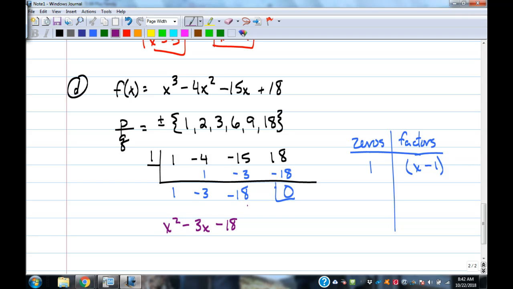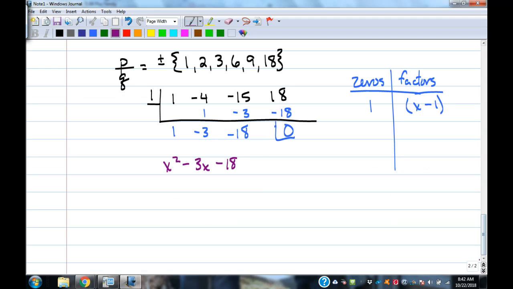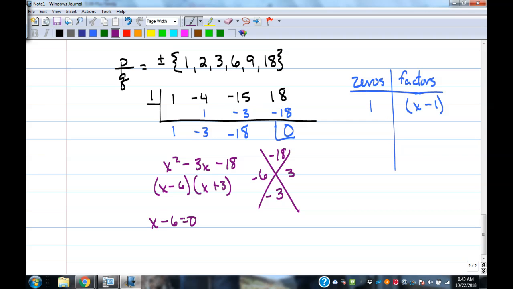Will that factor, multiply to be negative 18, add to be negative 3? 6, negative 6 and positive 3. So that'd be x minus 6, x plus 3. X minus 6 equals 0 gives me x equals 6. X plus 3 equals 0 gives me x equals negative 3. Shouldn't be a surprise. We saw those on the graph, right?